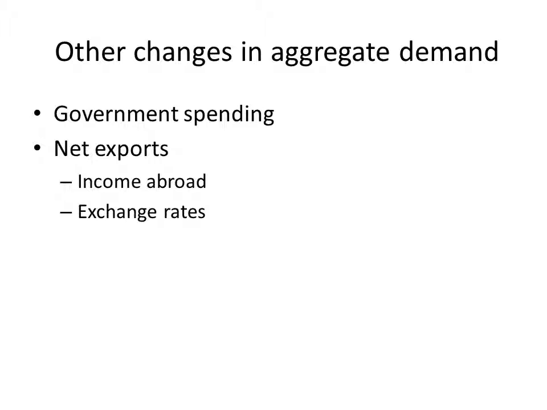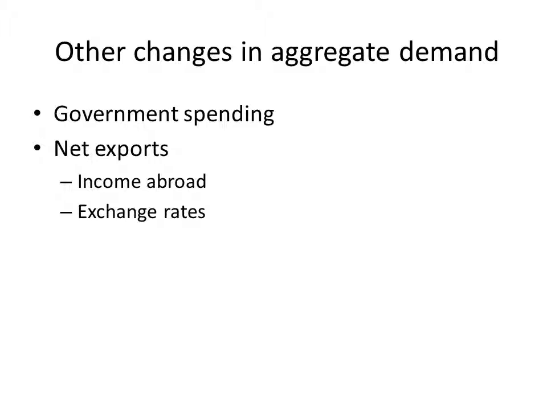And finally, net exports. Net exports are simply exports minus imports. If our net exports rise, that's going to shift aggregate demand to the right. If they go down, it's going to shift it to the left. What determines net exports? Well, one's income abroad. This we can't really control. So if foreigners are making a lot of money, they're going to tend to buy more American goods. If it goes down, they're going to buy fewer American goods.